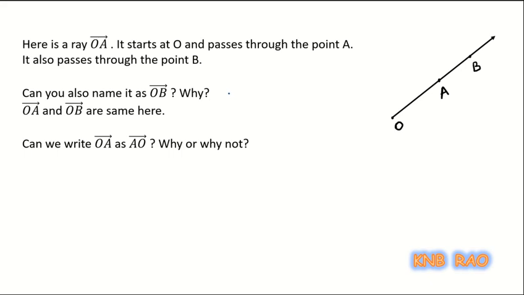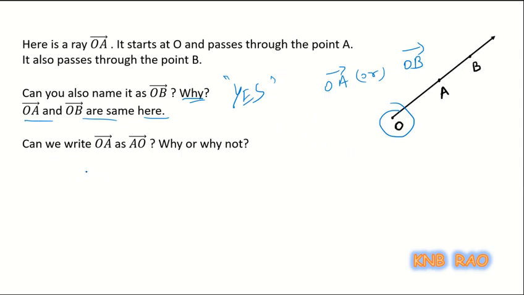So, obviously your answer must be yes, just now I explained. And why? OA and OB are the same here, because their initial point is the same, that is, their starting point is the same, and in the same direction of the extension we have points A and B. So, I can name it either as OA or I can name it as ray OB, both are representing the same ray.